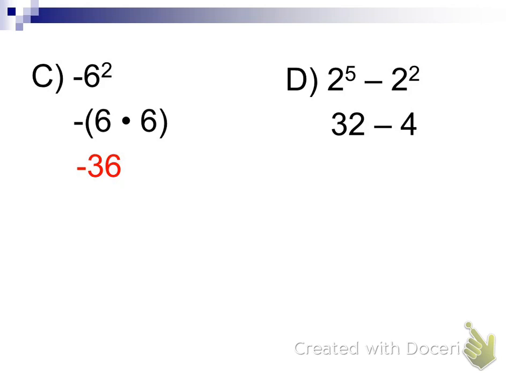And then the negative, it's a minus here. It's not in parentheses, so leave it alone. And then in the back, 2 times 2 is 4. All right, what's 32 minus 4? Yes? 28. Very good. Questions?